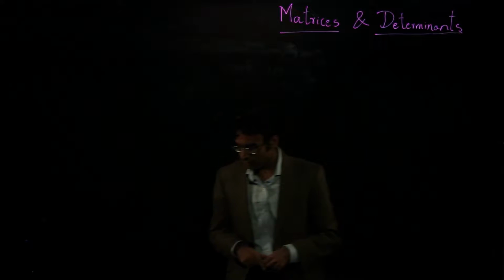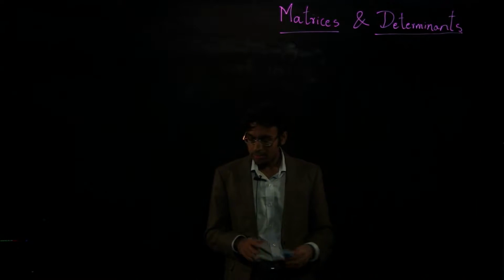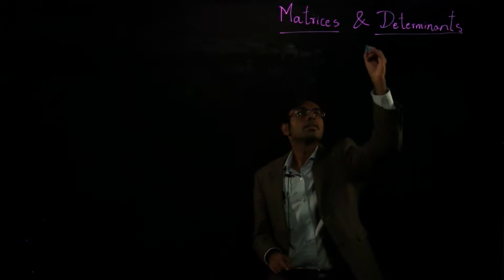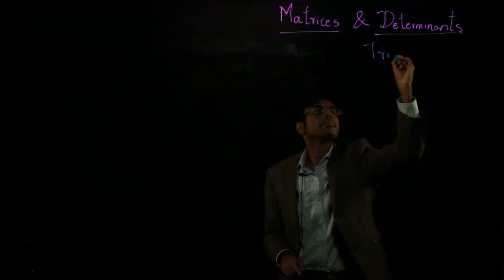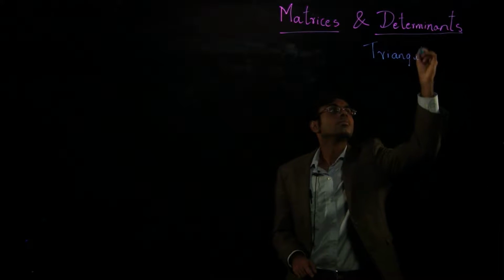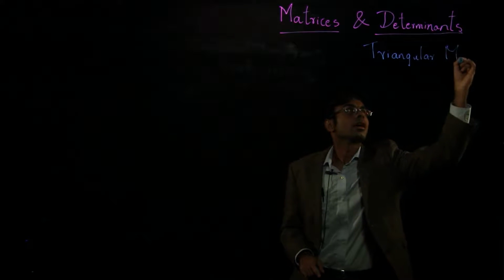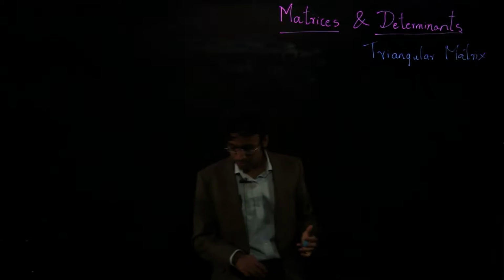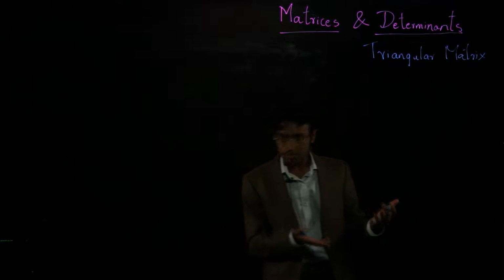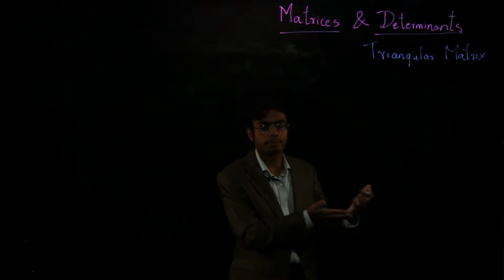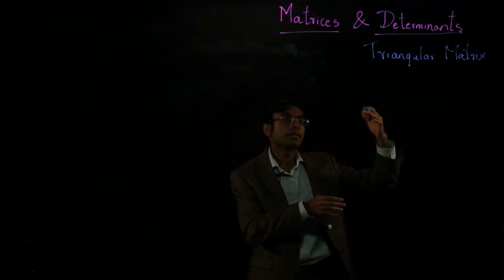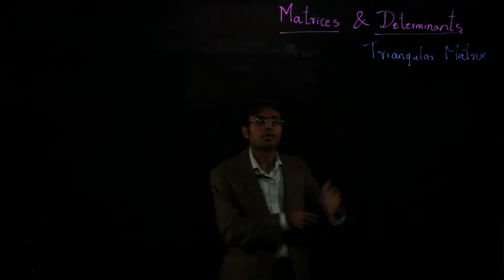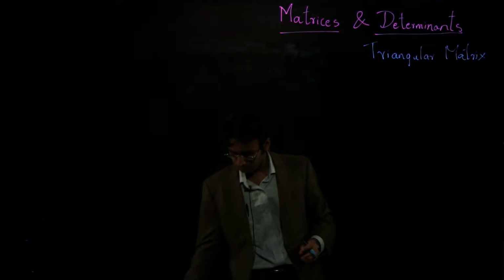Okay, so let's continue from where we left off. We're talking about the different types of matrices, and the next type is the triangular matrix. As the name suggests, a triangular matrix is a special class of matrices, obviously for square matrices. Anything above or below the diagonal of the triangle, only those elements are non-zero.